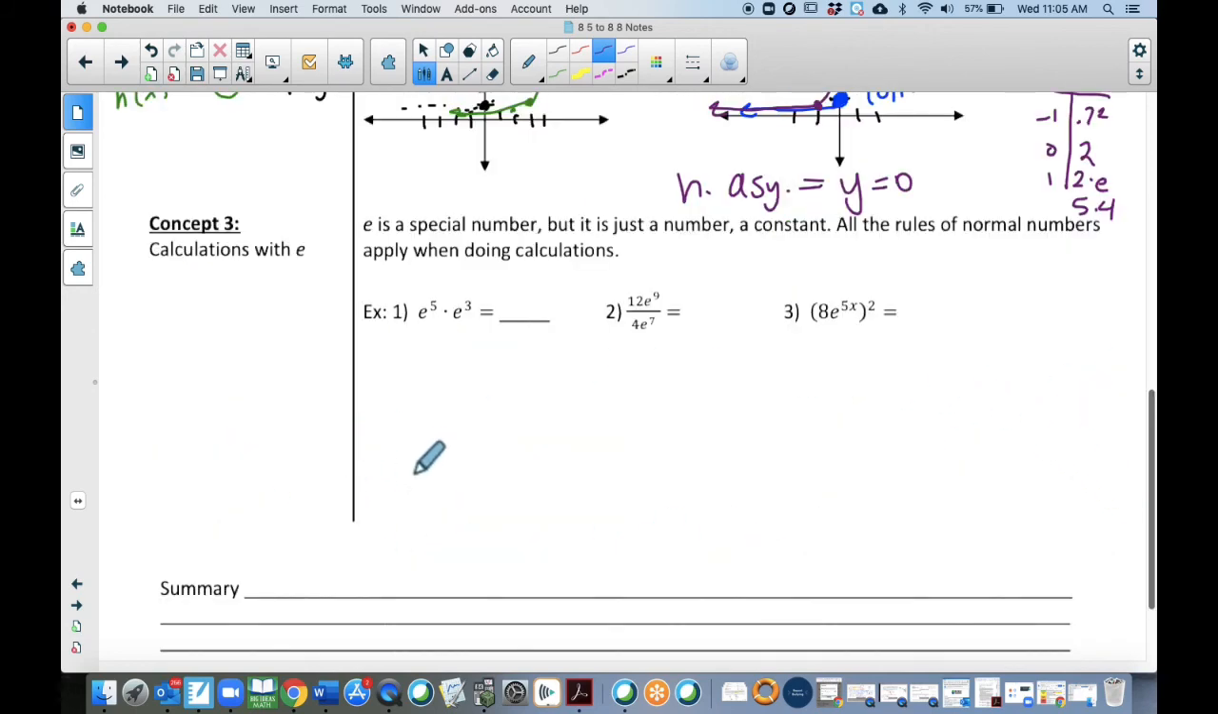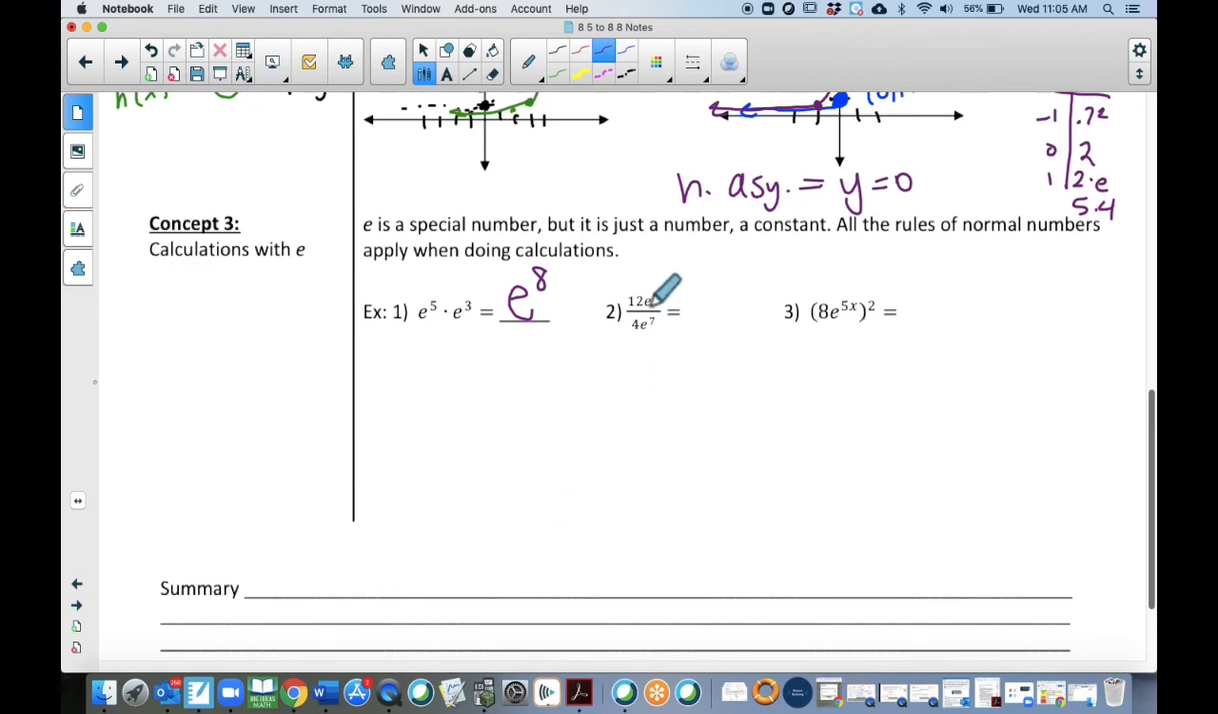The other thing to talk about today is how to do some of these things on your calculator or even in your head. So e really is just a number. It is a special number, but it's really just a number. And so when I do this, this is just going to be e to the 8th. Just like if that was an x, it'd be x to the 8th. If you needed to get a decimal for it, you could put it in your calculator and you could get the decimal. But for this right now, e to the 8th is all it is.